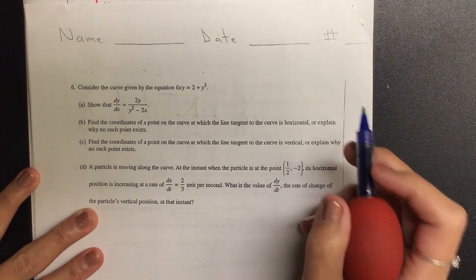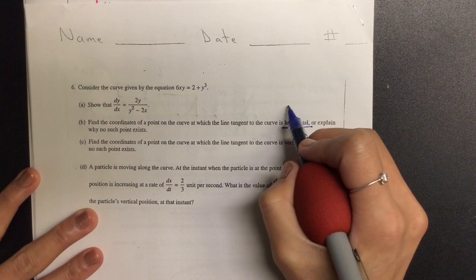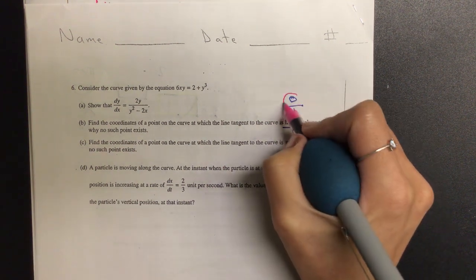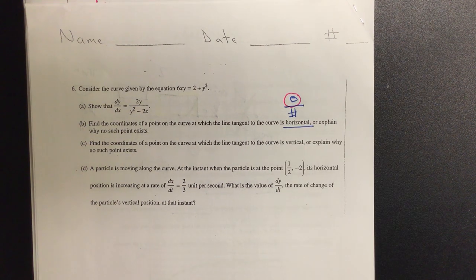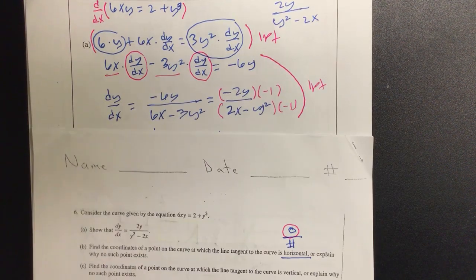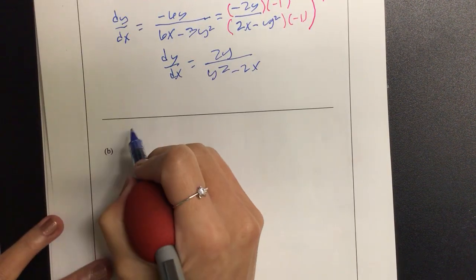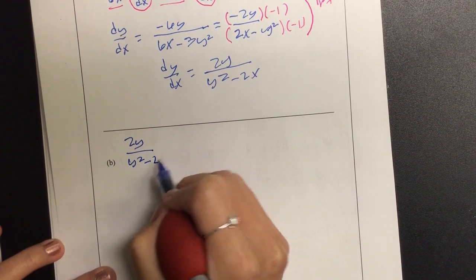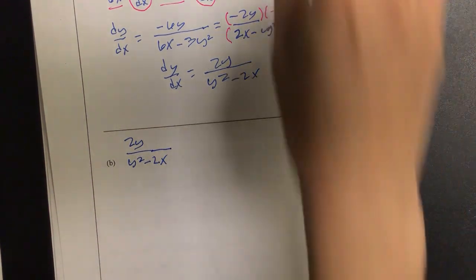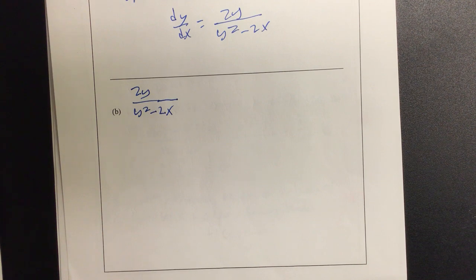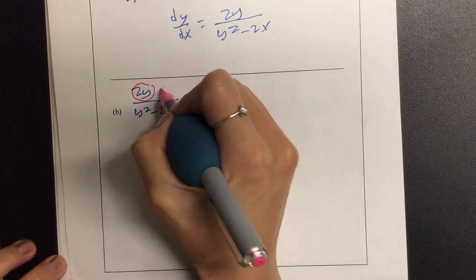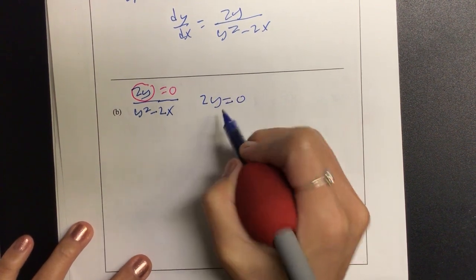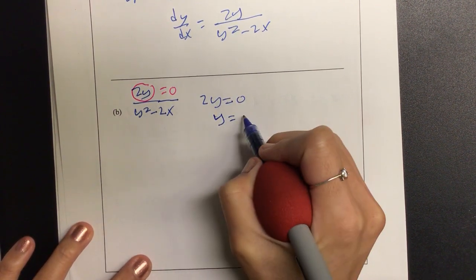So horizontal tangent means I have a 0 on top and some number on the bottom. So my main focus is my numerator. So let's go ahead and write out the equation, our slope. We have 2y over y squared minus 2x. So which part do we set equal to 0, top or the bottom? Top. Let that equal 0. We don't care about the bottom at all. So I have 2y is equal to 0. So y must be what? 0. Y must be 0.